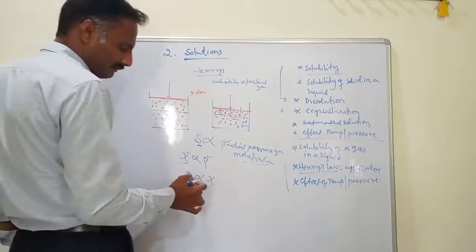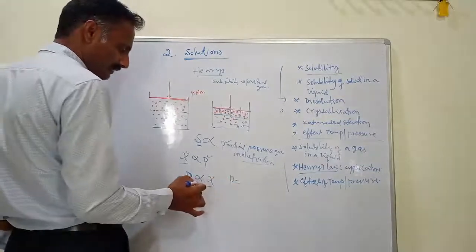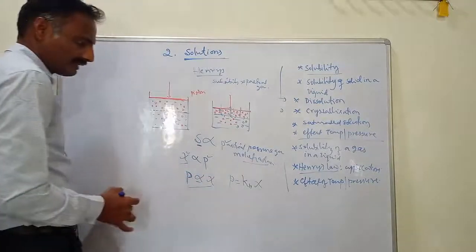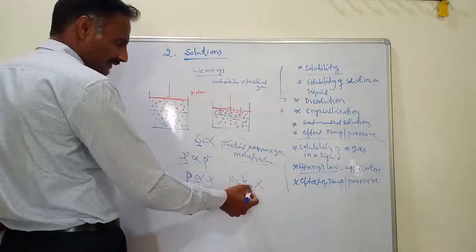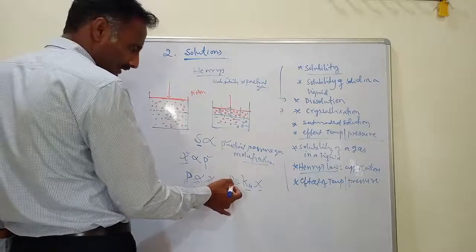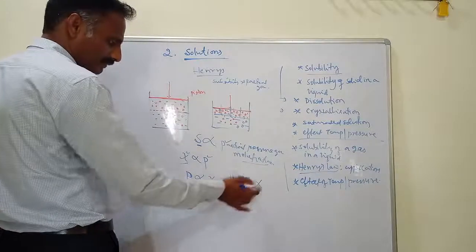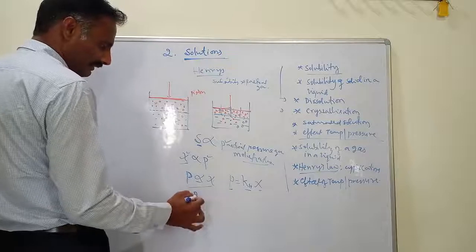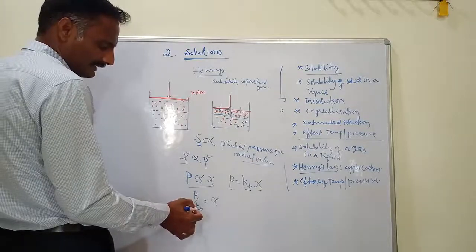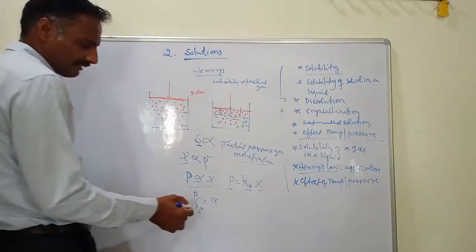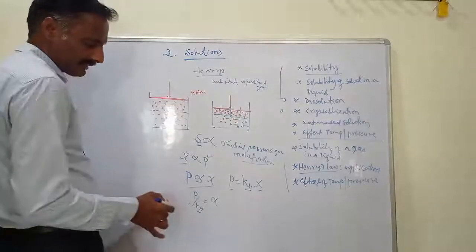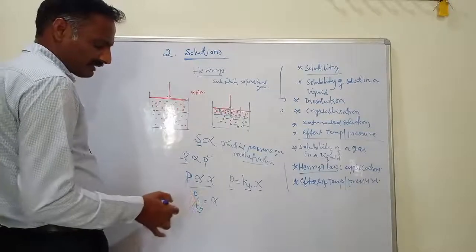Mathematically, it is written as partial pressure P, and removing the proportionality sign we add a new constant called kH, with X as the mole fraction. This is Henry's law constant. So partial pressure equals kH times the mole fraction, P = kH × X, where kH is called Henry's law constant, and Henry's law constant depends upon the nature of the gas at a particular temperature.